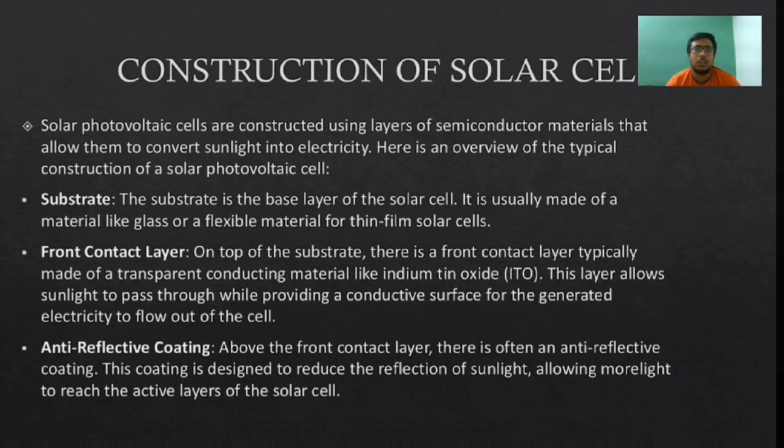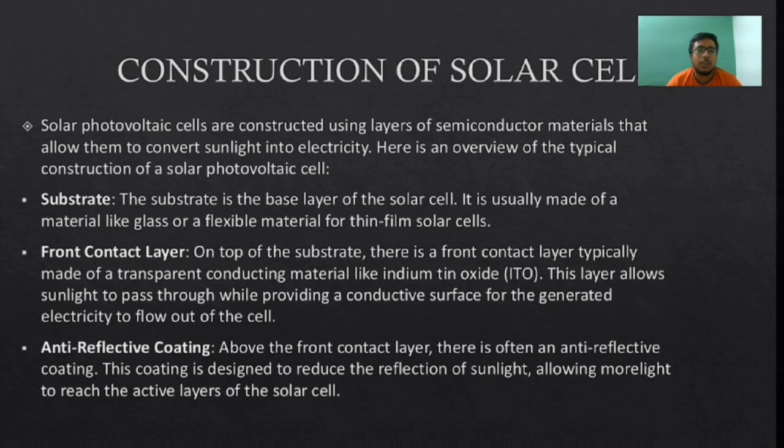How do we construct a solar cell? Solar photovoltaic cells are constructed using layers of semiconducting materials that allow them to convert sunlight into electricity. Here is an overview of the typical construction of a solar photovoltaic cell. Firstly, we use a substrate. The substrate is the base layer of the solar cell. It is usually made up of materials like glass or flexible materials for thin film solar cells.